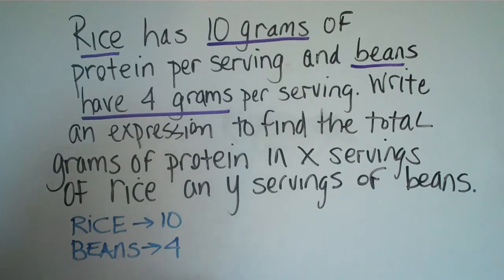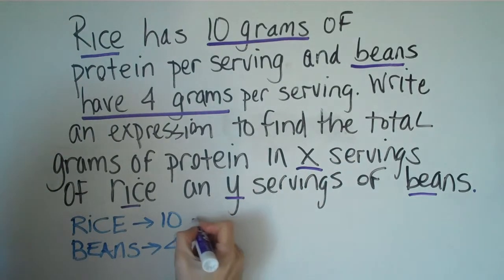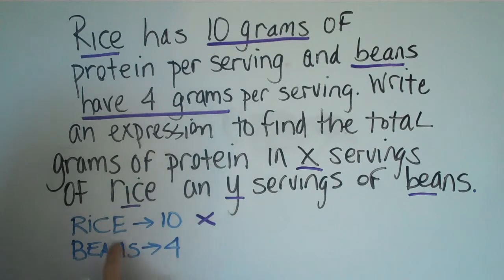What I went ahead and did was I underlined the most important parts. Rice has 10 grams of protein per serving, so I wrote rice 10 on the bottom. Beans has 4 grams per serving, so I wrote beans 4. Now it says write an expression to find the total grams of protein in X servings of rice and Y servings of beans. So they're telling you the X represents the rice and the Y represents the beans.